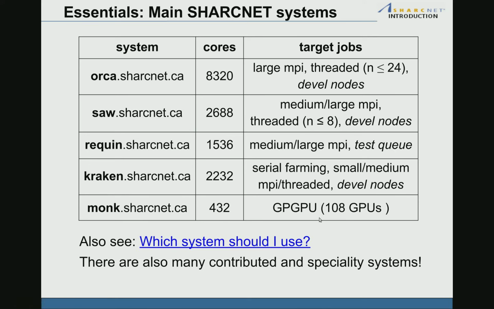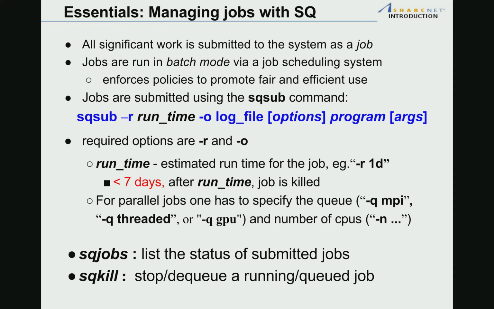The systems at SHARCNet are diverse, and some of them are pretty heterogeneous. What you'll want to do is decide which system is really best for the type of work that you're doing. You can look at documentation on which system to use through the portal. There are also many other systems, contributed systems, specialty systems and visualization systems that you can explore through the portal. Whenever you're doing production work on SHARCNet systems, you'll want to know how to manage the jobs.